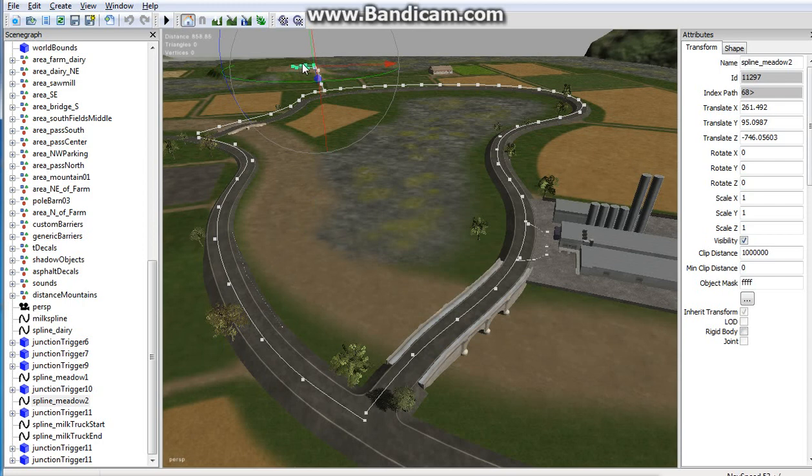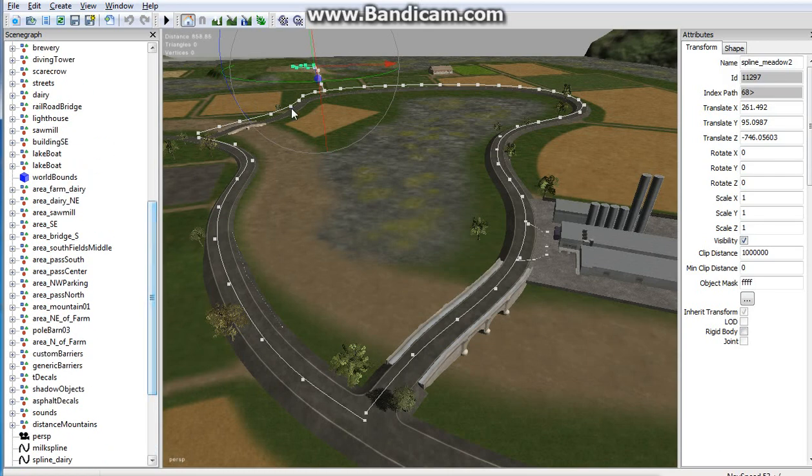Okay, this is your loop of the milk tank. You've got to set your milk truck pickup trigger by the milk tank. Make sure your spline is going through it somewhere. It doesn't have to be on a node or a vertice. These little dots are vertices. As long as it's on the line there somewhere, you should stop at it. Okay, we're coming back out to the spline dairy again.